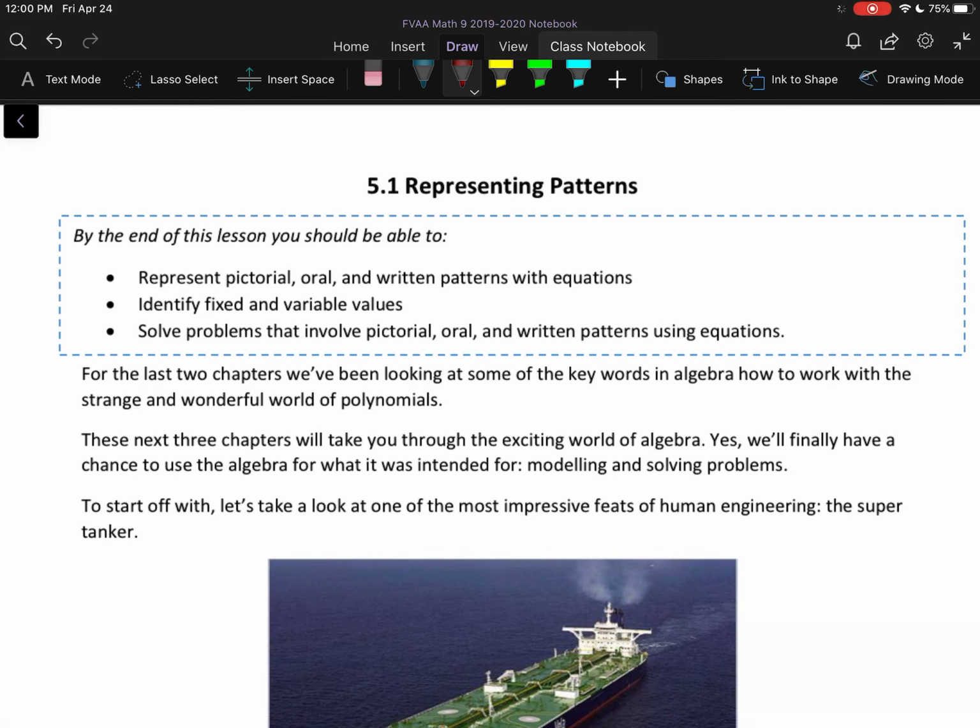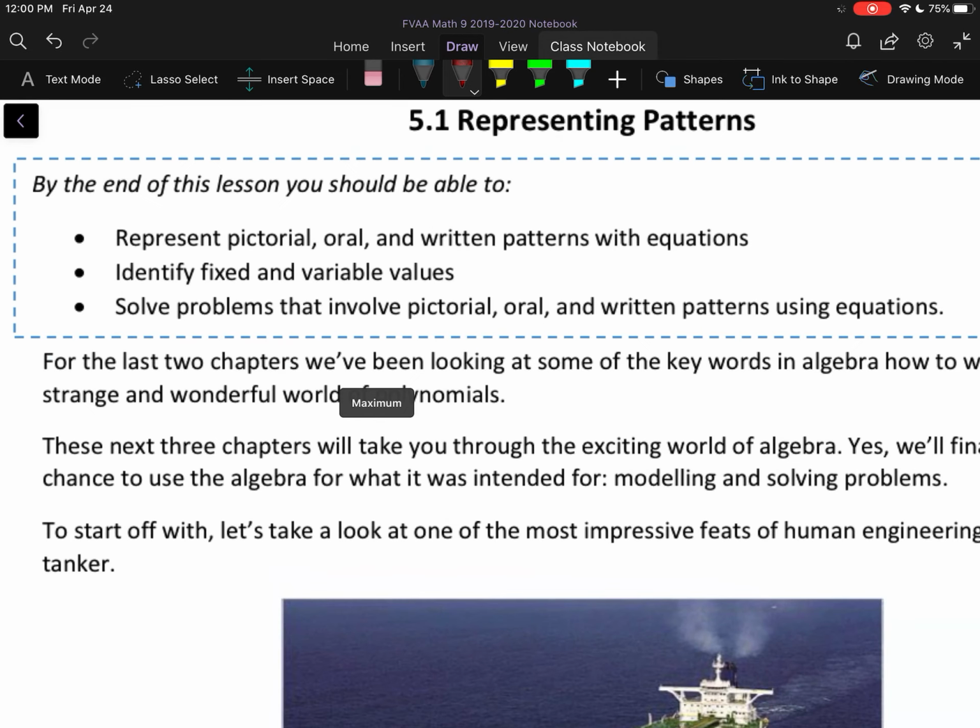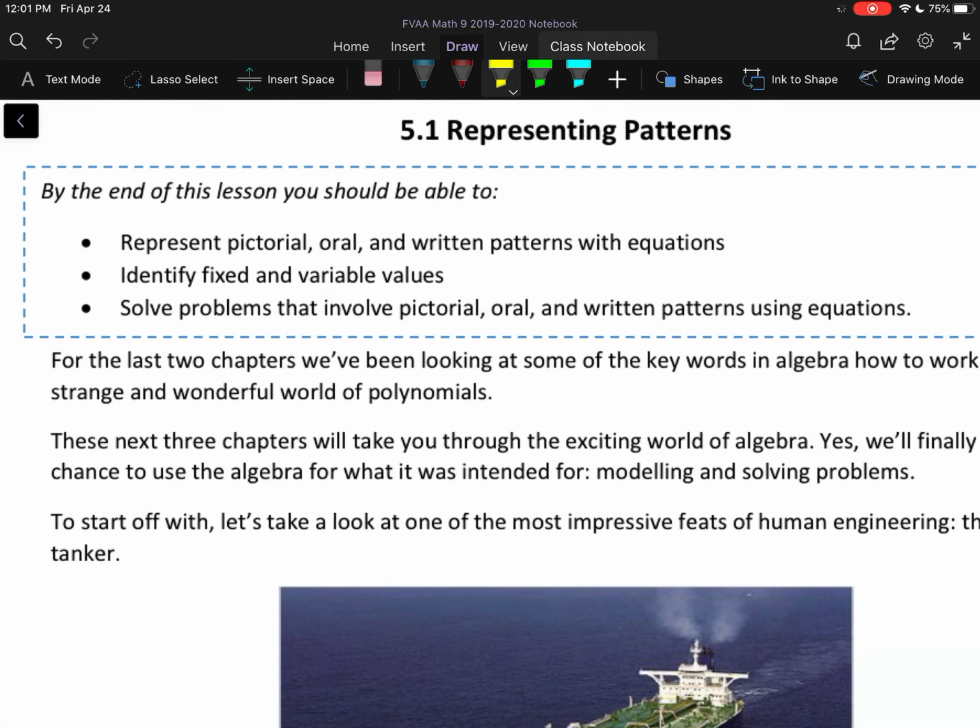We're looking at Chapter 5, which is all about linear relations, and Section 1, which talks about representing patterns. So by the end of this lesson, we should be able to represent pictorial, oral, and written patterns with equations, identify fixed and variable values, and also solve problems that involve these pictorial, oral, and written patterns using equations.